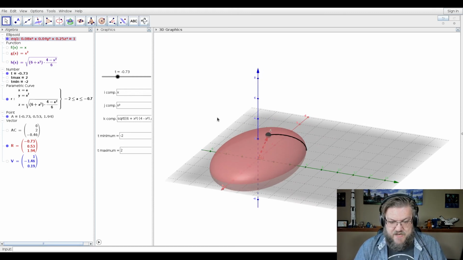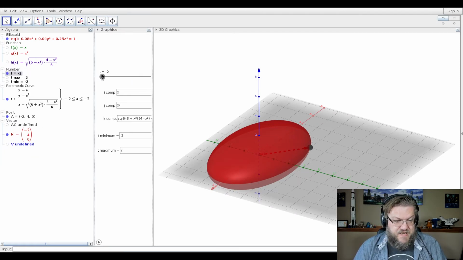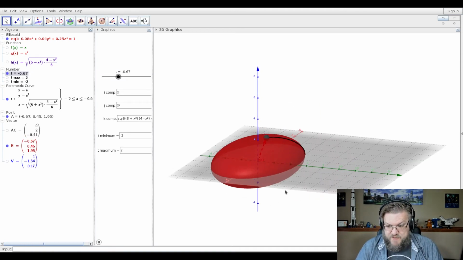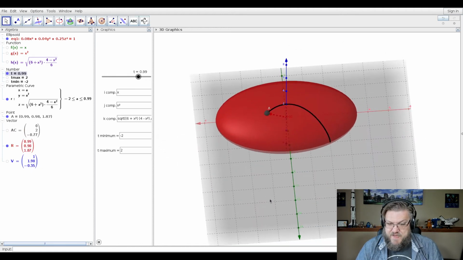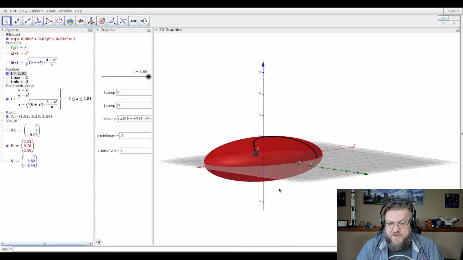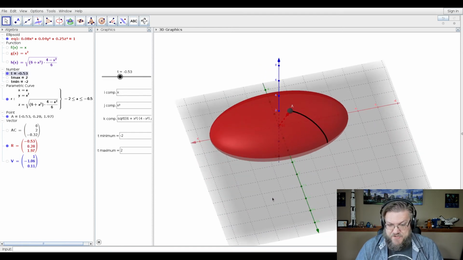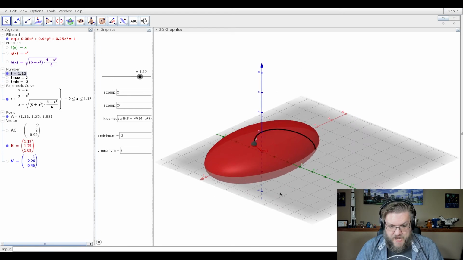Take a look at what's happening now. See this? When I put this in animation now, notice that you can clearly see that this is following the surface of the ellipsoid. Do you see that? And it's just the top part of the ellipsoid. So this is literally the curve of the intersection of y equals x squared, the cylinder, with the ellipsoid that was requested.